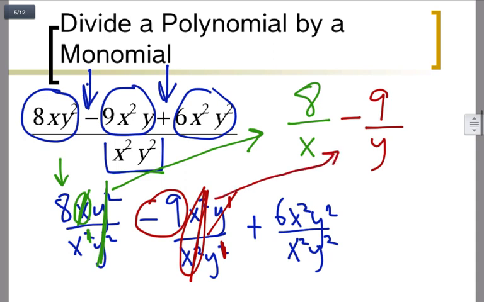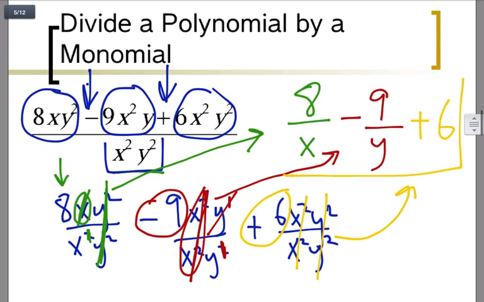Okay? And then, finally, we have our positive 6. X squareds cancel, y squareds cancel, so I write plus 6. And that is my final answer, reduced as much as possible. So 8 over x minus 9 over y plus 6 is my final answer.